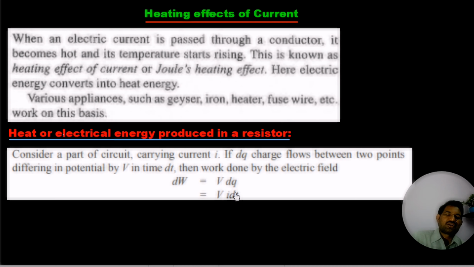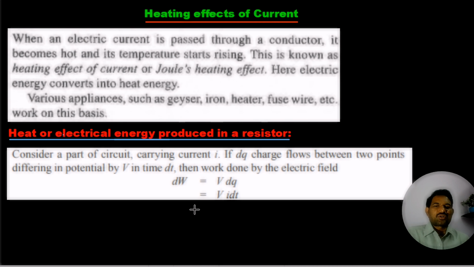Then we know the work done formula we already derived in electrostatics. For a small amount of charge, we can write the small amount of work done as dW equal to V into dQ. And we know this dQ we can write as I into dt, because I is equal to dQ by dt.